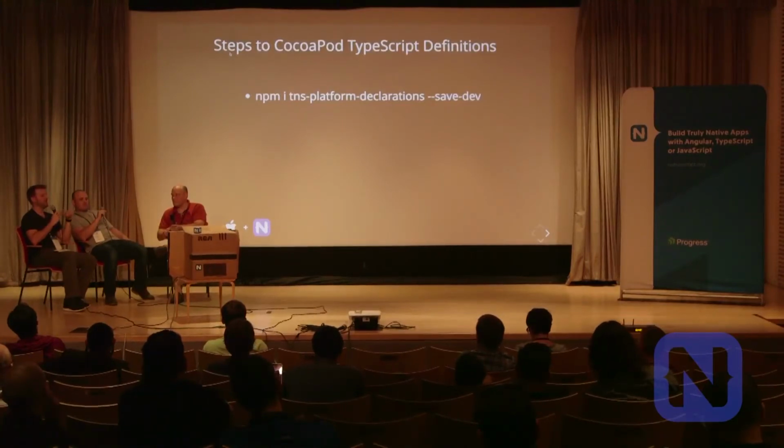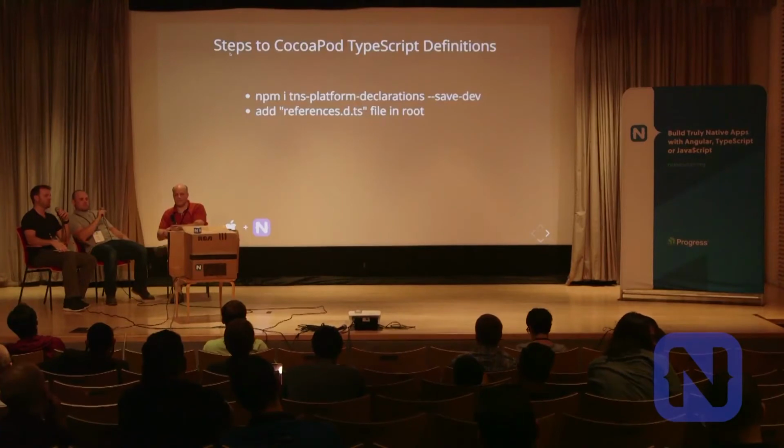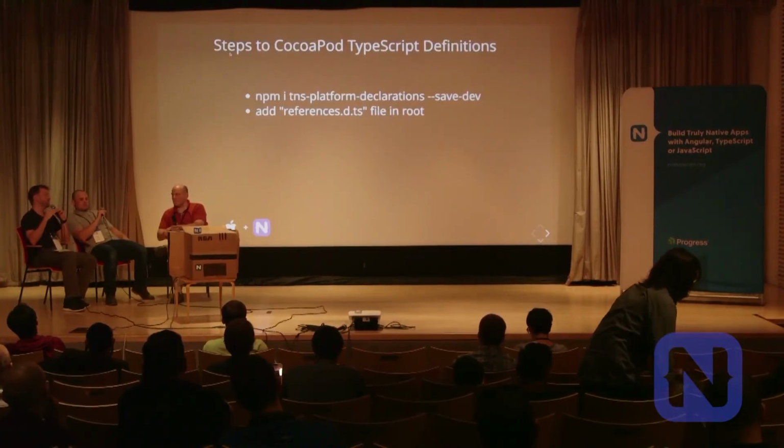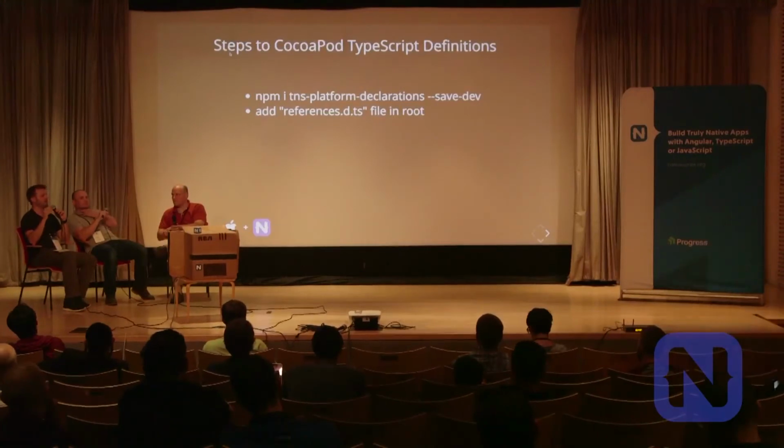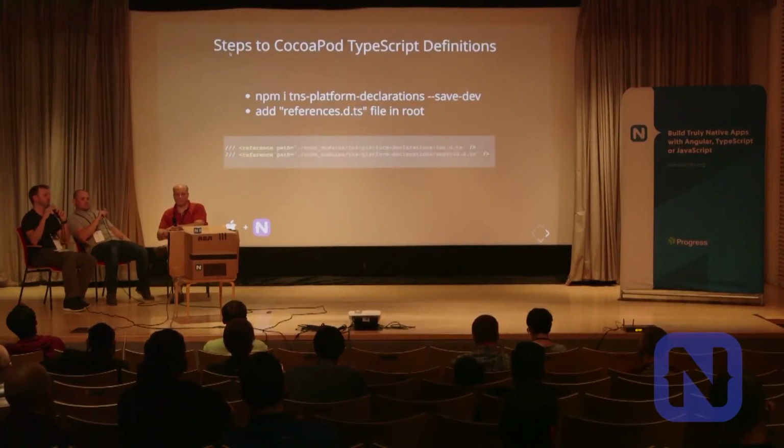And then in addition, what we want to do is add this references.d.ts file in the root. Out of the box, when you create a NativeScript project, you don't have this references.d.ts file. This could change in the future, but right now there's no references file to start. So you want to add this after you add these platform declarations. And then you want to include these 2 references. They're basically going to reference all the definitions for all the APIs on iOS and all the definitions from Android if you're doing Android development.